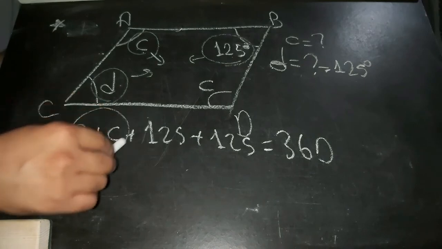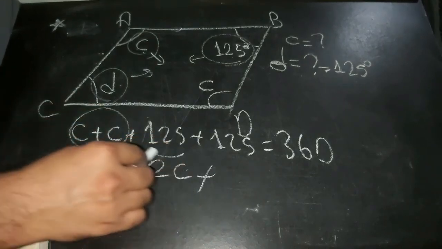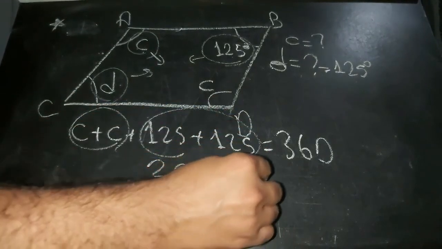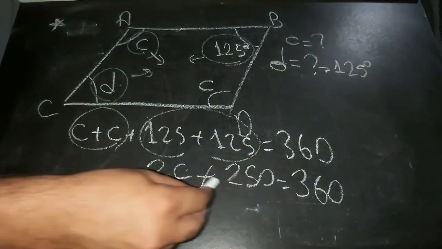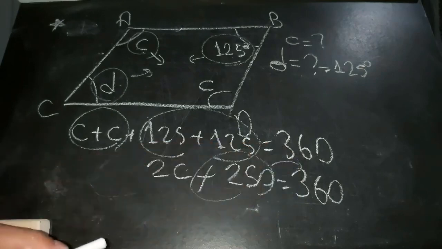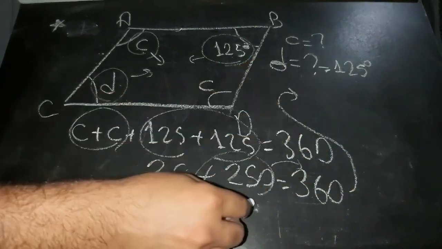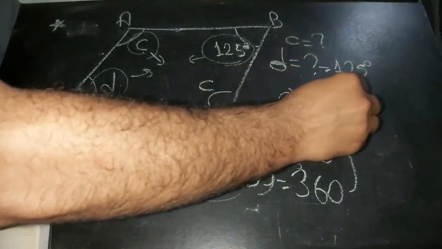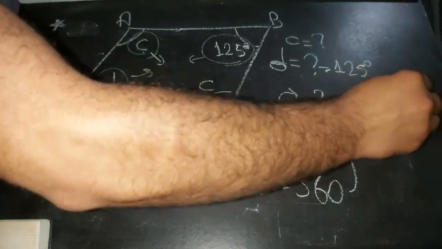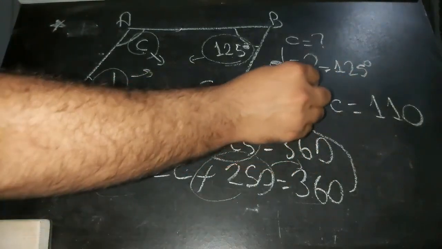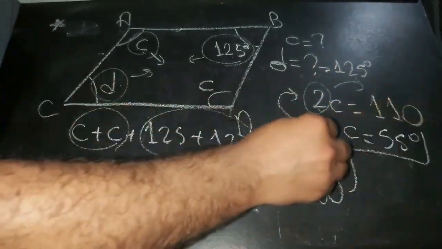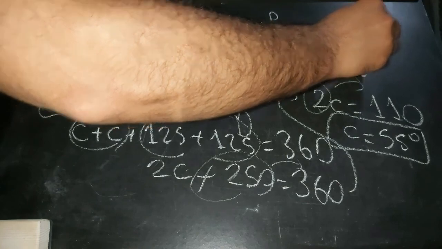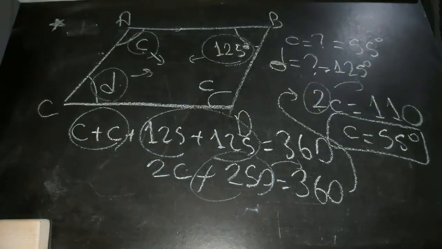From there I have 2C plus 250 equals to 360. So this one goes to the other side as negative. That will be 2C equals to 110. And this 2 is going to the other side as division. C will be 55. See, D is 125, C is 55.